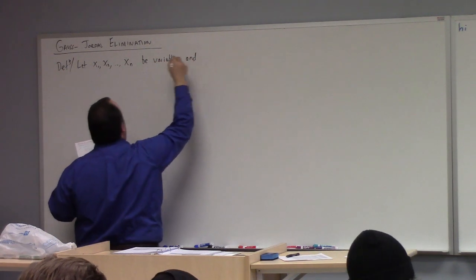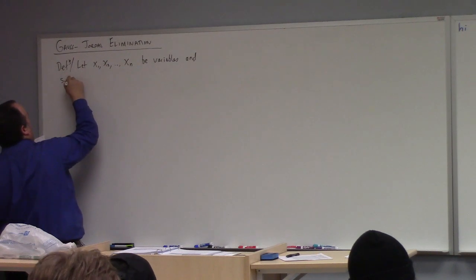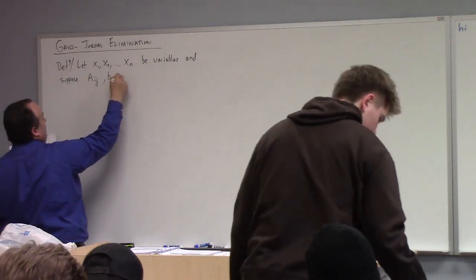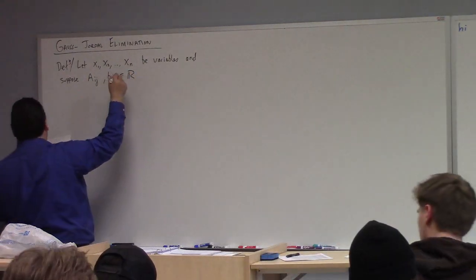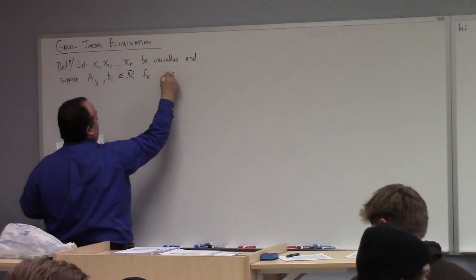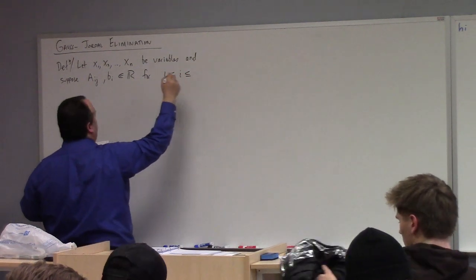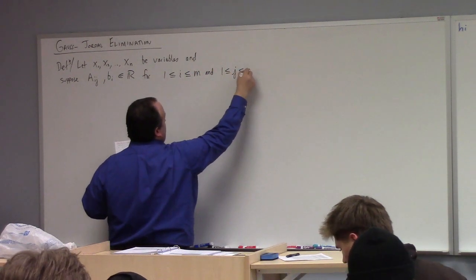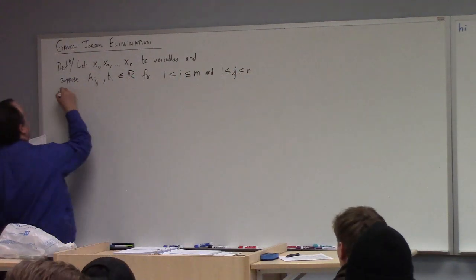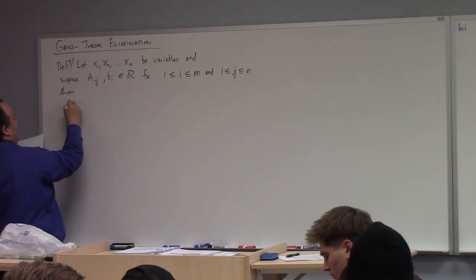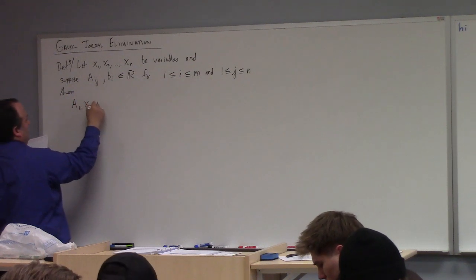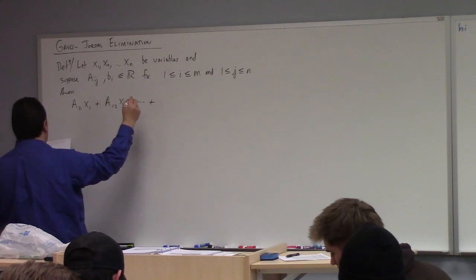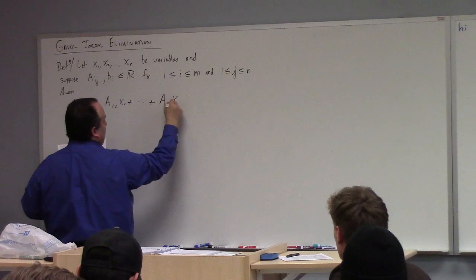And suppose a_ij and b_i are in the reals for 1 less than or equal to i less than or equal to m, and 1 less than or equal to j less than or equal to n. Then we have a11 x1 plus a12 x2 plus dot dot dot plus a1n xn equals b1.